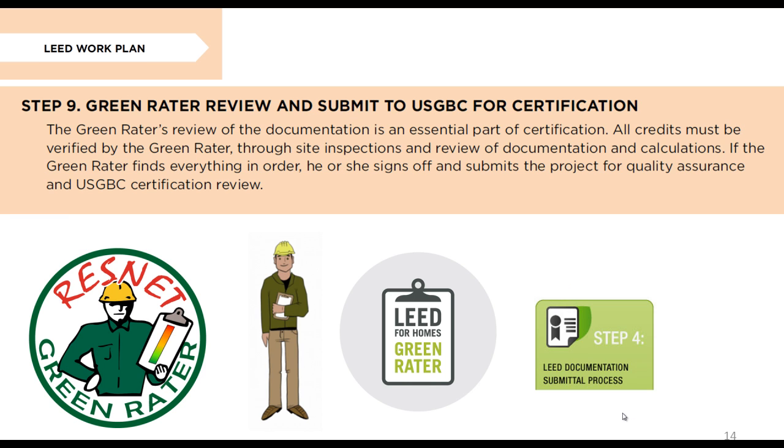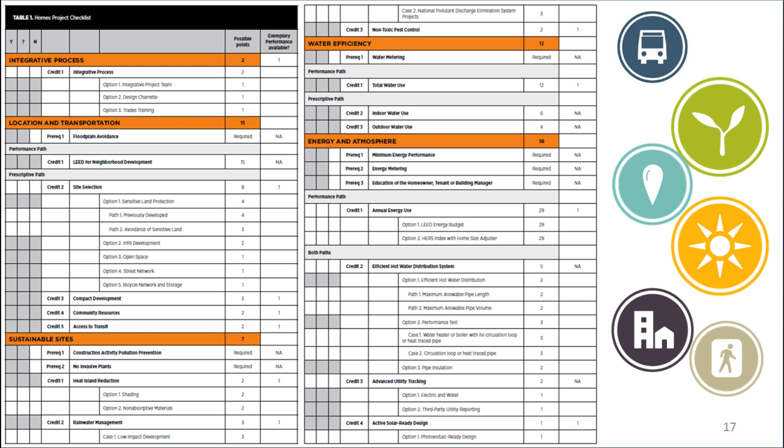Step 9. Green Rater review and submit to USGBC for certification. The Green Rater's review of the documentation is an essential part of certification. All credits must be verified by the Green Rater through site inspections and review of documentation and calculations. If the Green Rater finds everything in order, he or she signs off and submits the project for quality assurance and USGBC certification review. We will now proceed to the Project Homes Checklist.